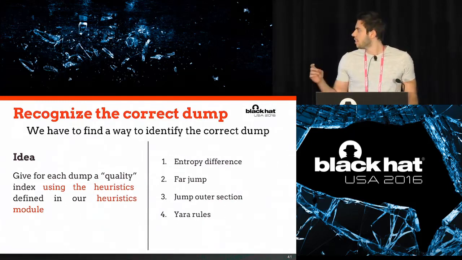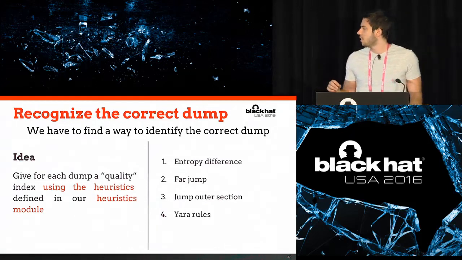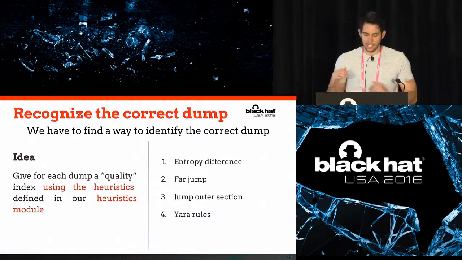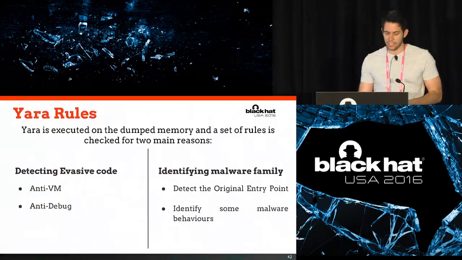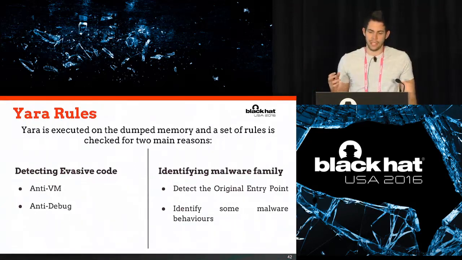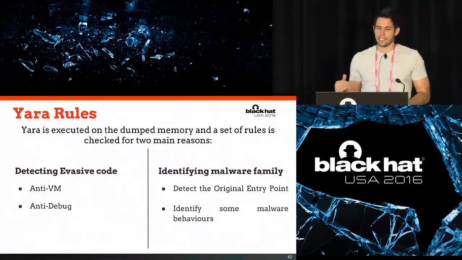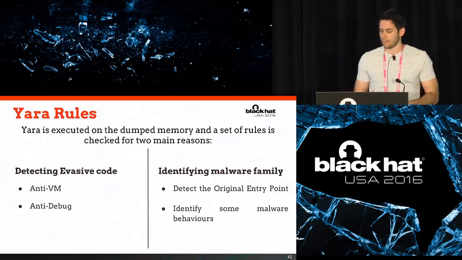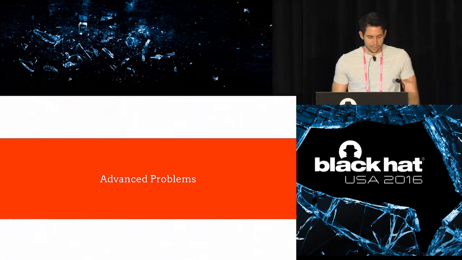The last one, and maybe the most interesting one, is the execution of a predefined set of Yara rules on the current dump. These heuristics can be very useful for two main reasons. For example, we can identify if the current dump matches the same rules of a known malware family. Or, as another example, we can spot the presence of some kind of evasion technique inside the current dump that can be subsequently analyzed and defeated.